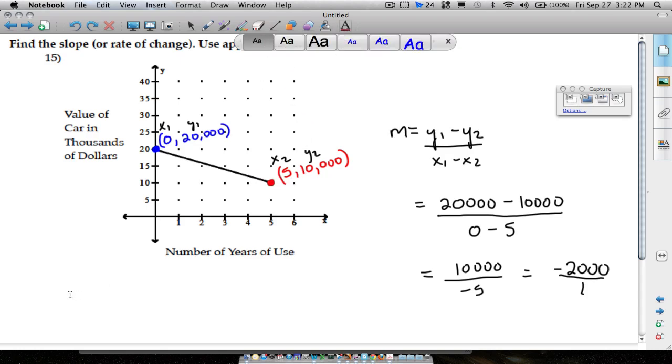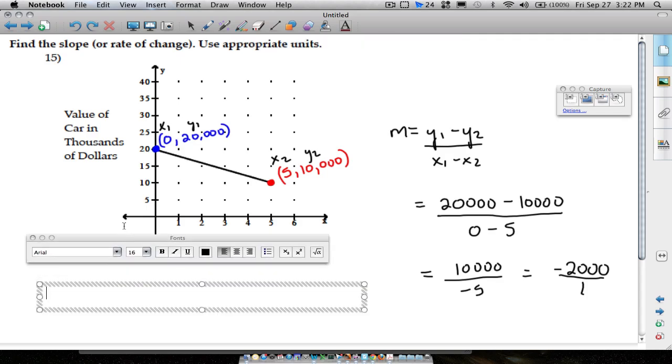So a complete sentence here for this one. Talking about the slope or the rate of change, the price of the car drops $2,000 per year.